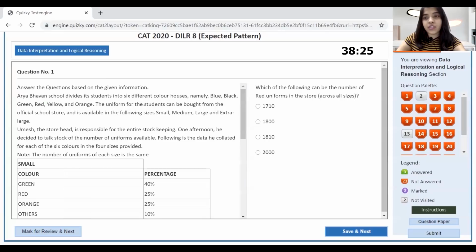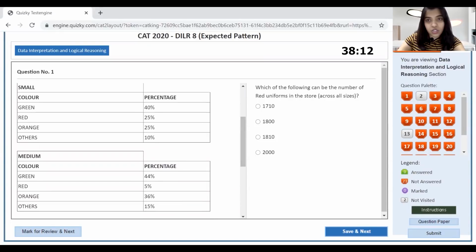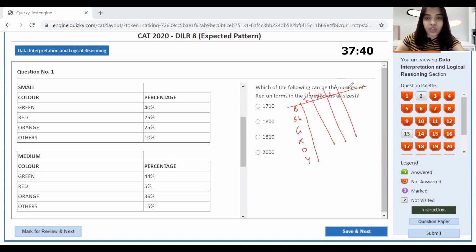Okay. So let's get started with our first question, which is 6 different houses, 6 different uniforms, and 4 different sizes. Fine, let's just create a quick table of all the sizes. The colors are blue, black, green, red, orange, and yellow, right? Sizes that we have are small, medium, large, and extra large.